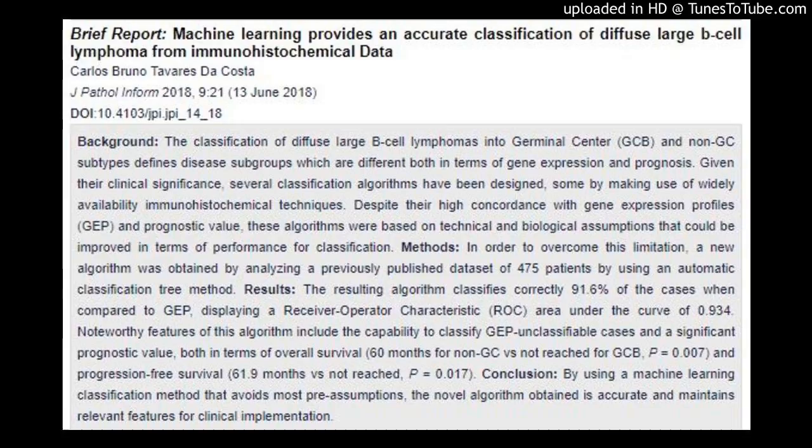Noteworthy features of this algorithm include the capability to classify GEP-unclassifiable cases and a significant prognostic value, both in terms of overall survival, 60 months for non-GC versus not reached for GCB, p equals 0.007, and progression-free survival, 61.9 months versus not reached, p equals 0.017. Conclusion: by using a machine learning classification method that avoids most pre-assumptions, the novel algorithm obtained is accurate and maintains relevant features for clinical implementation.